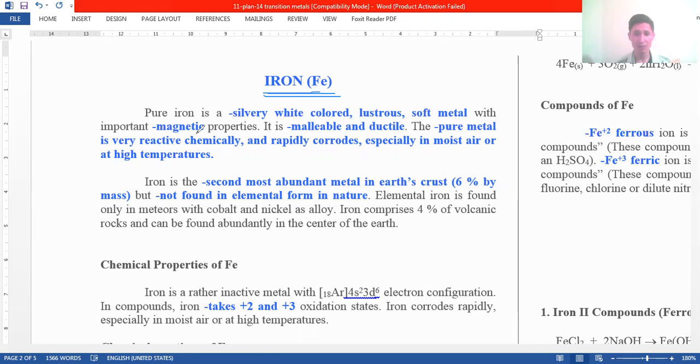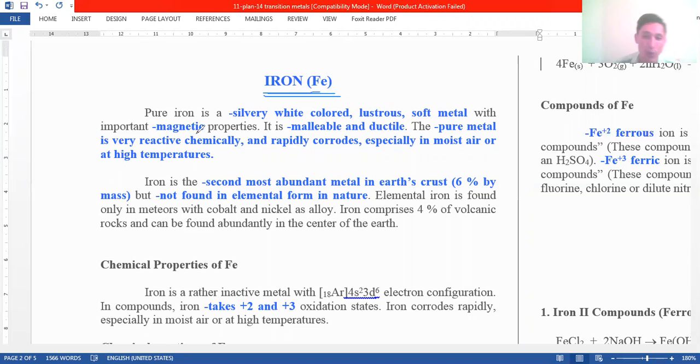What does malleable mean? Malleable like this. You may easily hammer it, or you may easily make it into any shape. And ductile, what does ductile mean? Ductile is this one, elastic.